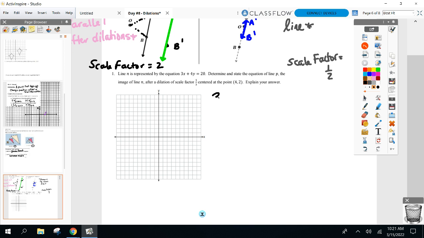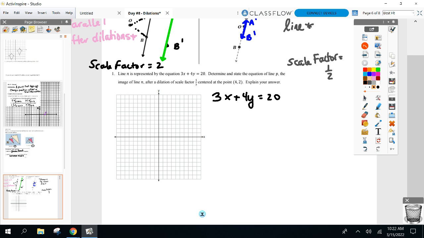I got this equation here. Line N, 3x plus 4y equals 20. We're going to dilate it. It's not getting bigger or smaller. It's moving. Maybe it's moving. We'll see. What's my center point? What am I dilating around? What's the center point of dilation? 4, 2. And a scale factor of?